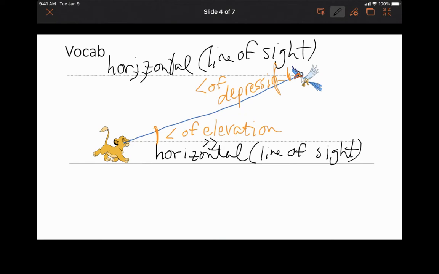Here is some really good vocabulary you need to know that you'll hear in word problems using trigonometry. Because if you say, oh, Zazu's angle of depression, and how high is he flying? Well, you would measure his height to the ground, and that would create a right triangle. All right, so let's do some word problems.